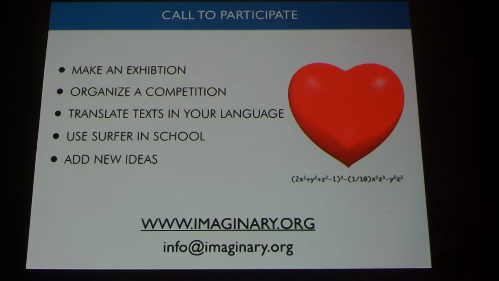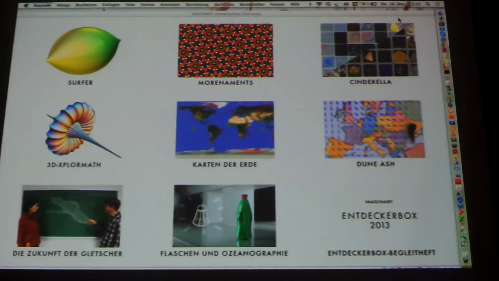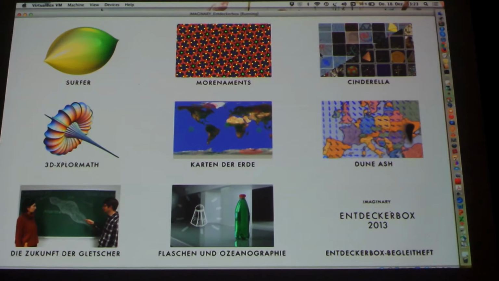And now I wanted to, oops, I think I have to do this. And maybe, how late is it, by the way? I have a few minutes, I think. So here you see some of the pictures, some of the programs.